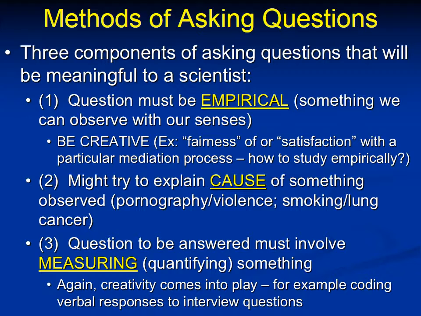Okay, and the last one, the third component of asking scientific questions, is that the question to be answered has to involve measuring or categorizing something or quantifying something that is observed. So number 3 here, I think really is directly linked back up here to number 1, right? Because sometimes something is observed, but then a way has to be found to put that data into a form in which it can be interpreted statistically.